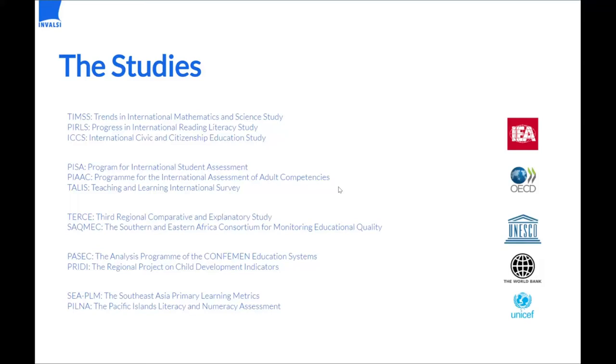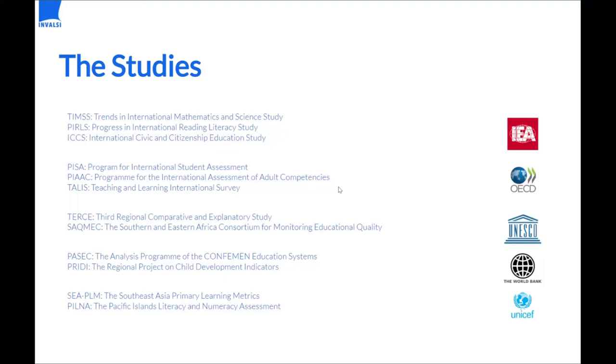Well, we have this study, but they also have other regional studies like SACMEQ, which is the Southern and Eastern Africa Consortium for Monitoring Educational Quality. And then other international organizations came into play, like the World Bank supporting PASEC, which is basically a regional study in Africa for French-speaking countries, or PRIDI, which is a study in Central America for early childhood education.